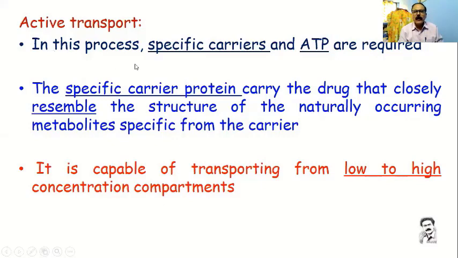Active, you remember 2-3 points. They are having a specific carrier. They want a specific carrier or ATP as an energy source, because of the resemblance of structure, and energy will be pushing from one side to another side, and they can transfer from low to high.